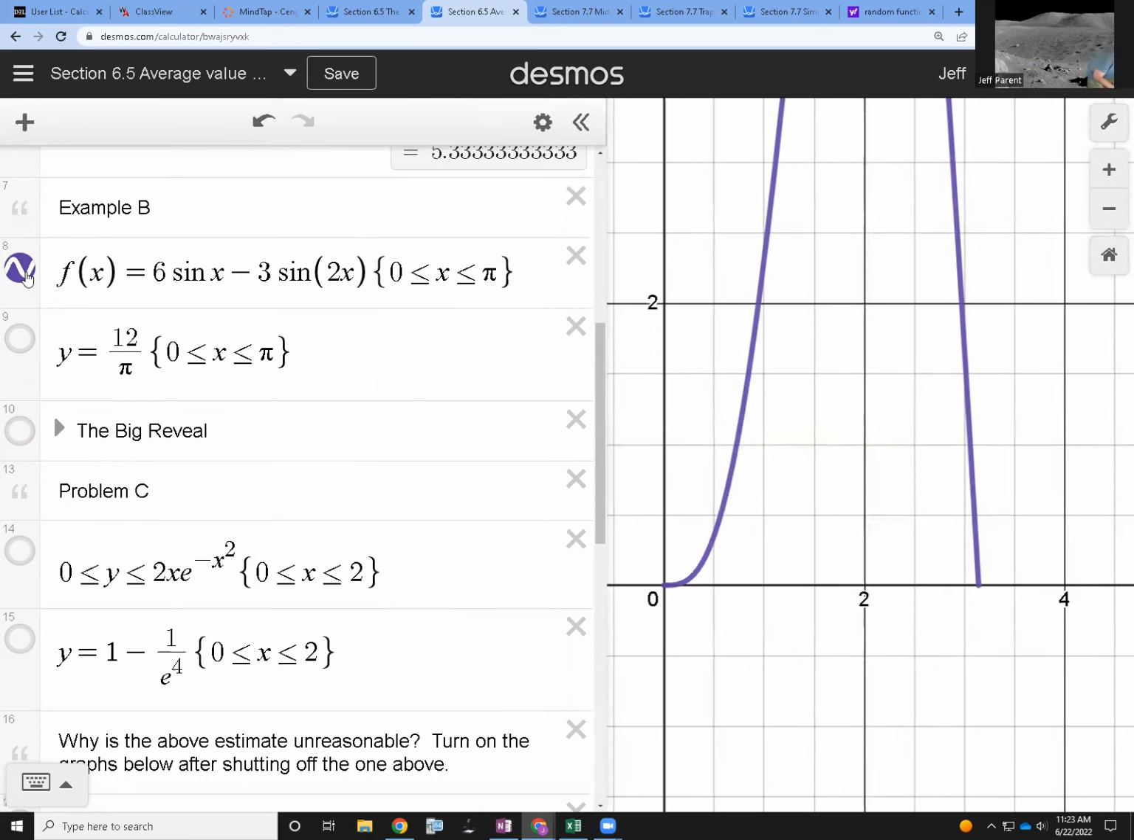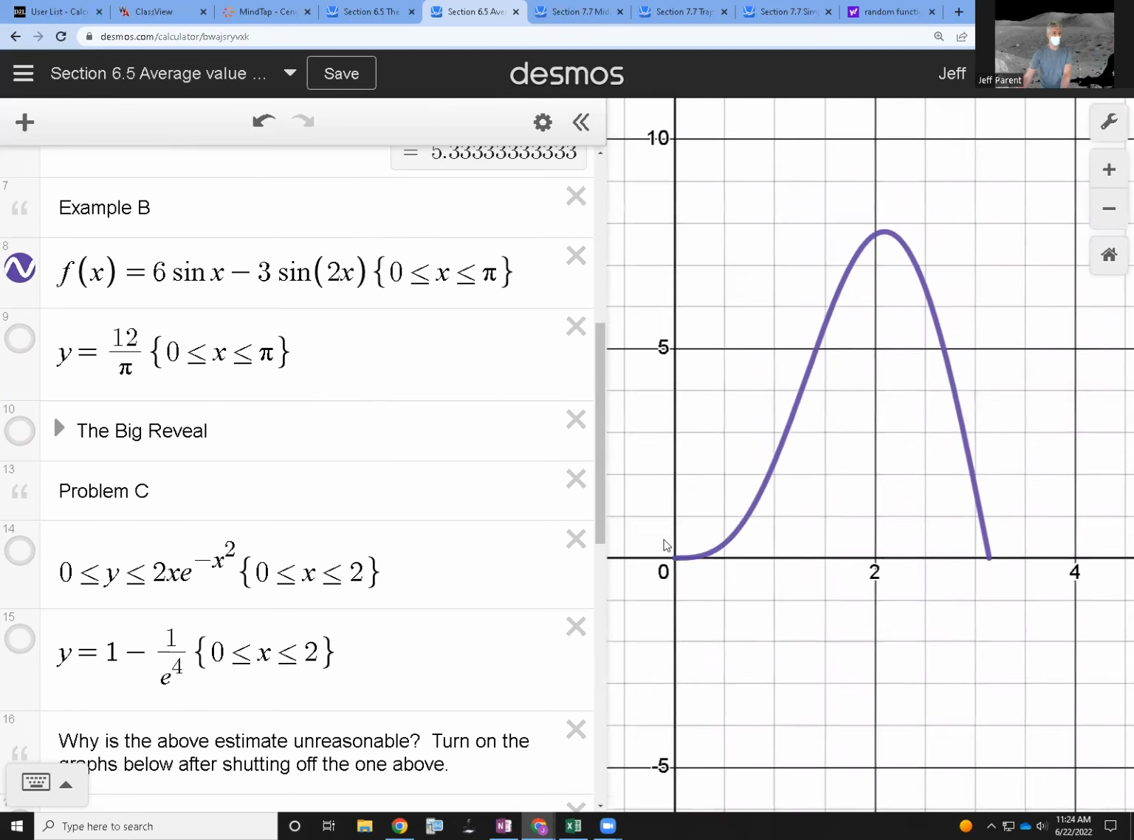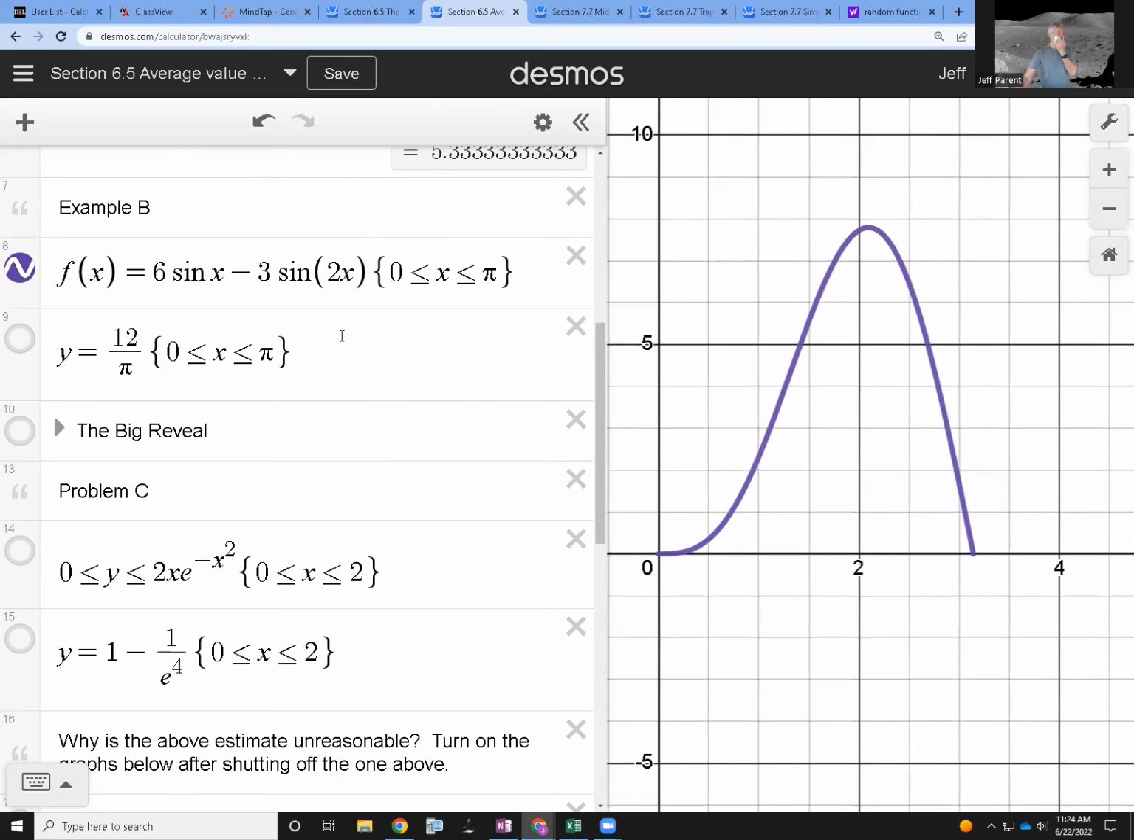So I'm just going to copy that down. 6 sine of x minus 3 sine of 2x between 0 and pi. All right. Let's crank this down a little bit. Get that in here. And let's come back over to here.